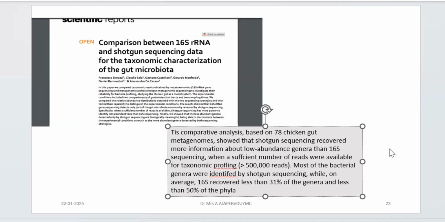On an average, 16S rRNA recovered less than 31% of the genera and less than 50% of the phyla that could be obtained by shotgun sequencing. That means if the number of bacteria reported by shotgun sequencing is 100, then 16S could give only about 31% of those genera, and when it comes to phyla, it is just 50% of the phyla.